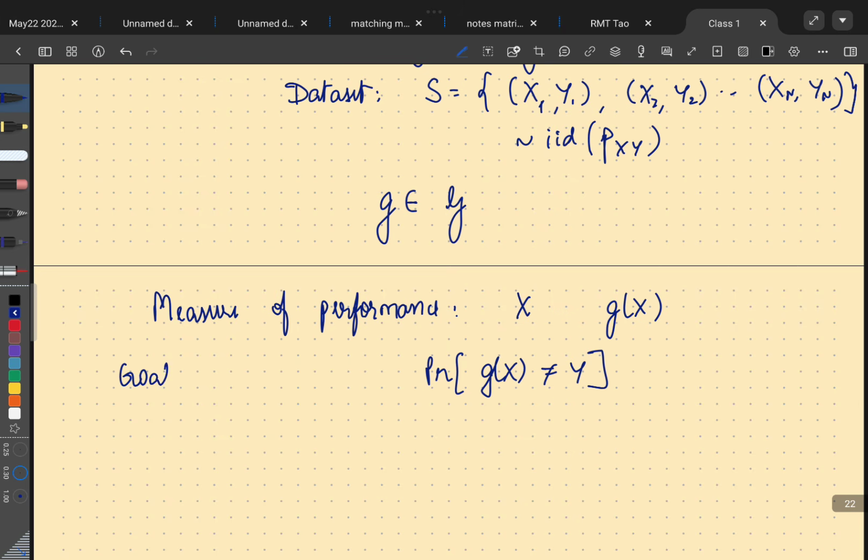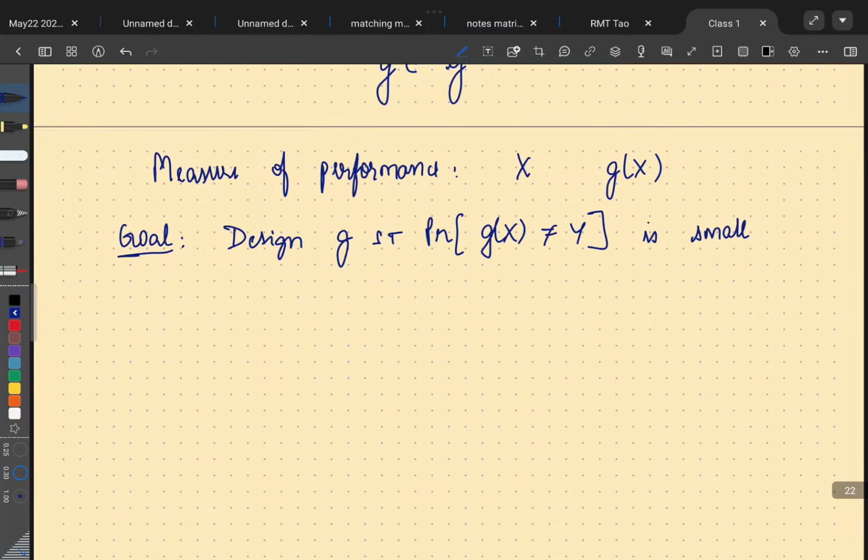So the goal is to design G such that the probability that G of x is not equal to y is small. Okay, this statement is okay, right? But we have a problem.